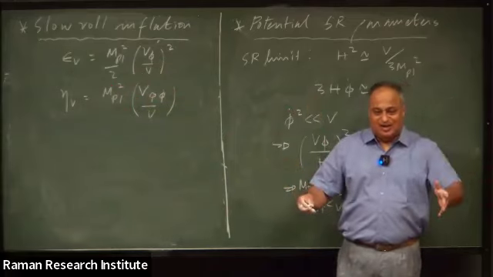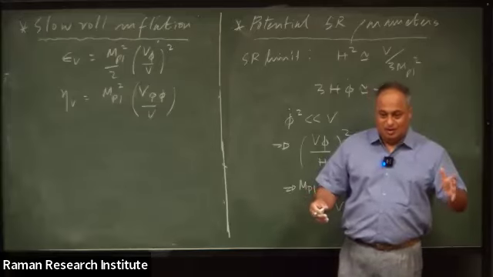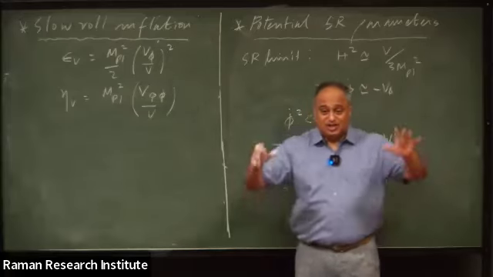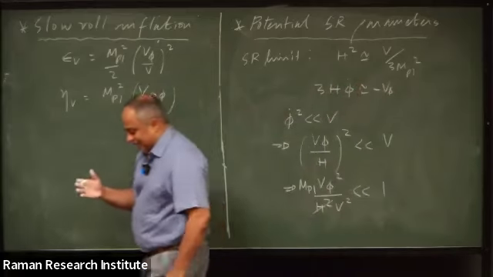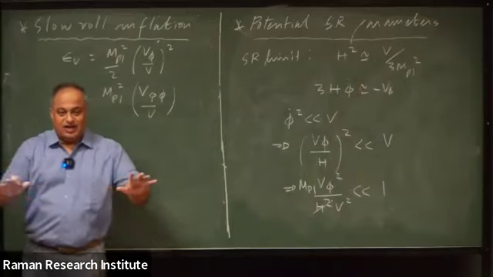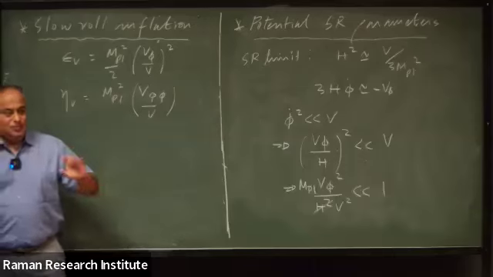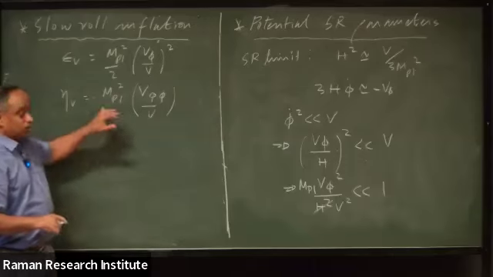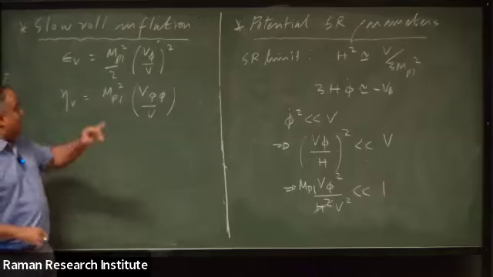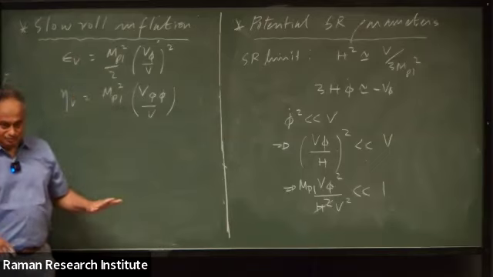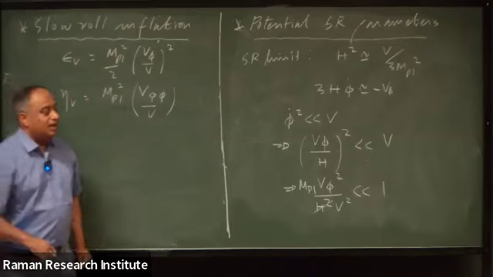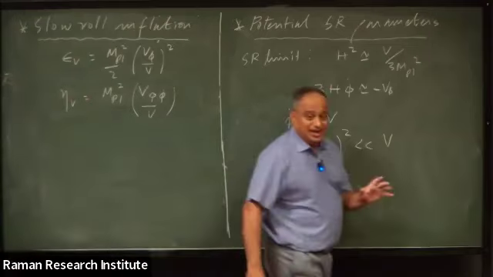Phi dot squared has to be less than V for inflation to occur. If this is of order 1, which essentially means phi dot squared is comparable, the speed of the scalar field is sufficiently high and inflation ends. And you need both of them for slow roll to occur. And this has to be of order unity for inflation to end. Is that clear? Okay. So we will consider some simple examples.